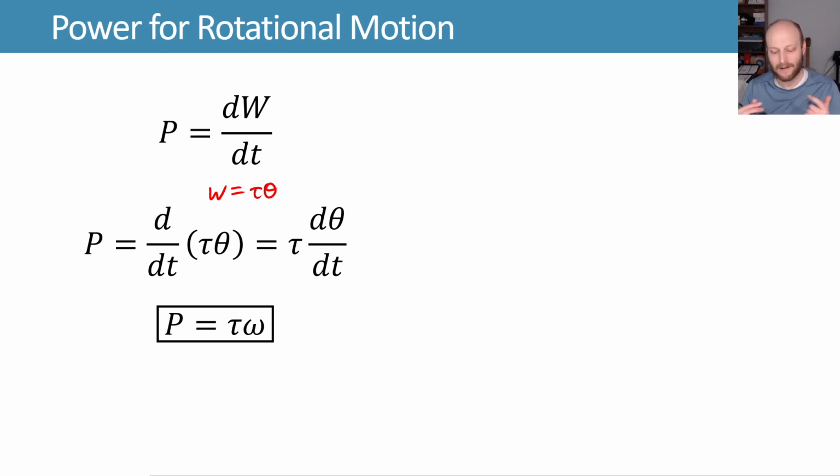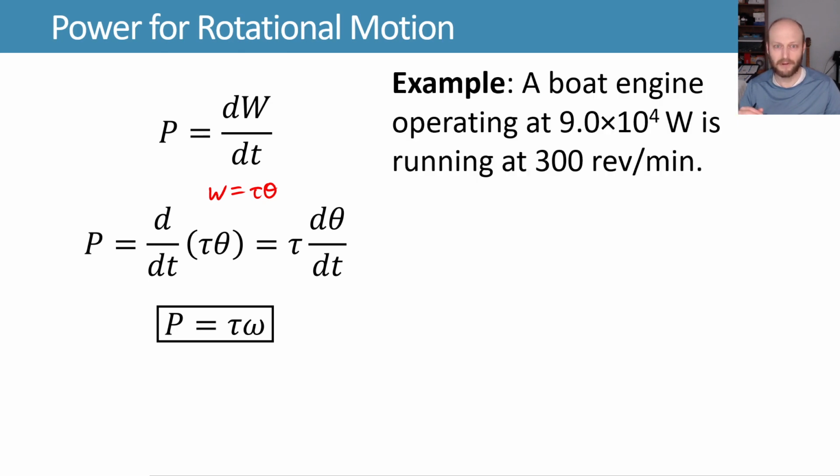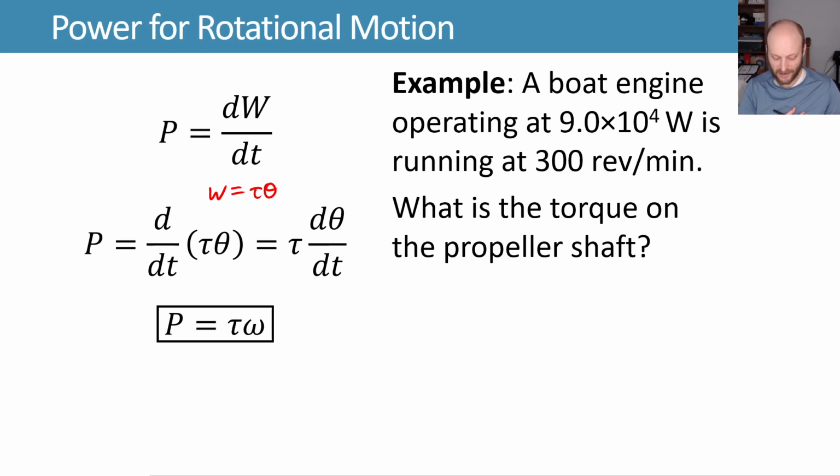Let's try and work a simple example using this involving a boat engine. We have a boat engine operating at 9 times 10 to the 4th watts, running at 300 revolutions per minute. We want to know, what's the torque on the propeller shaft? Fair enough. Let's see if we can find that.